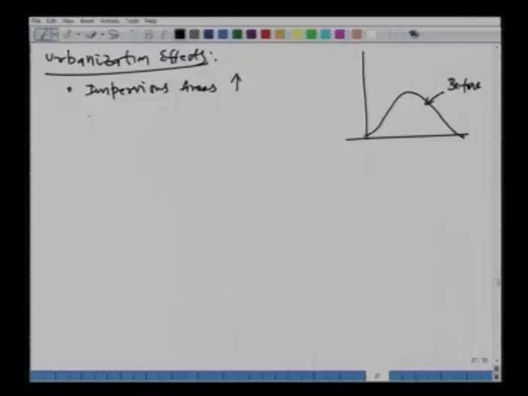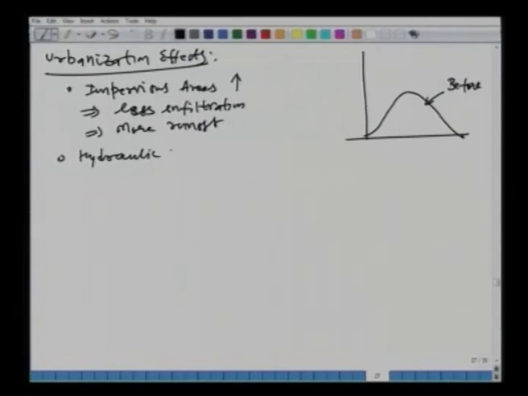As a result, as you know, in the SCS method, what will happen? The curve number will increase. Okay. All right. So, what does that mean? That means that there will be less infiltration, right, and there will be more runoff. Okay. Also, what we say is the hydraulic efficiency. Hydraulic efficiency of the catchment increases. Okay. As a result of urbanization, we are saying the hydraulic efficiency of the catchment increases.